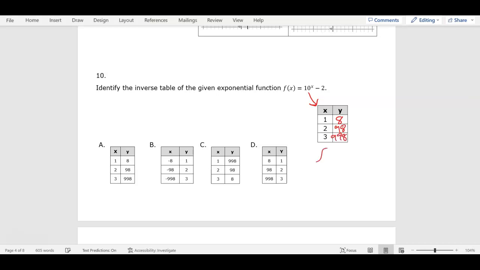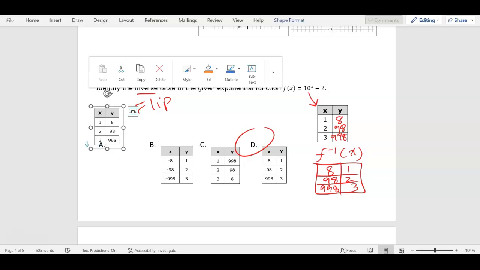So the inverse function, you got to flip it. So when you flip it, I get 8, 98, 998, 1, 2, 3. So my best answer is going to be letter D. Okay, you got to flip that table. If you don't know the table, you got to get the table first. All right, number 11.